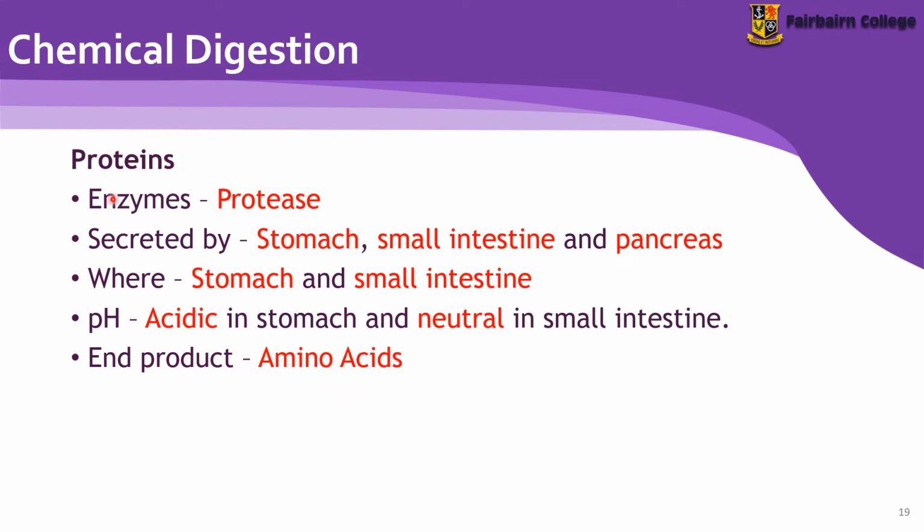The second food group is proteins, and proteins are broken down by a group of enzymes called protease. These enzymes are secreted by the stomach, the small intestine, and the pancreas, and they function within the stomach and small intestine. So once again, the enzymes created by the pancreas are added to the duodenum of the small intestine via a duct, where they will then break down the proteins within the small intestine. The optimal pH levels for these enzymes is acidic in the stomach and neutral in the small intestine. The end product of all of this chemical digestion of proteins is amino acids, which our body requires to build various proteins that our body needs.